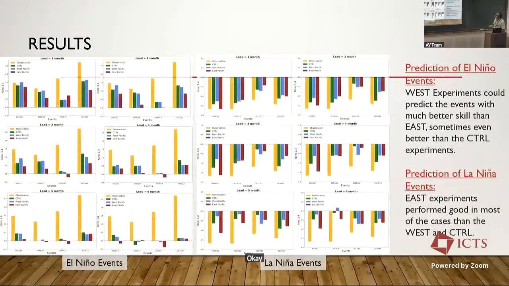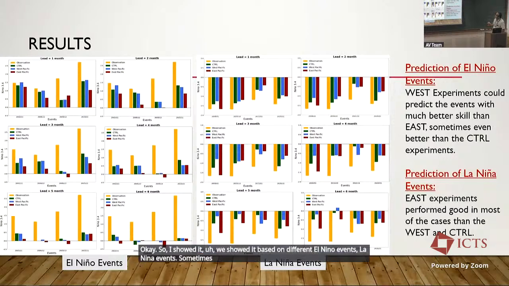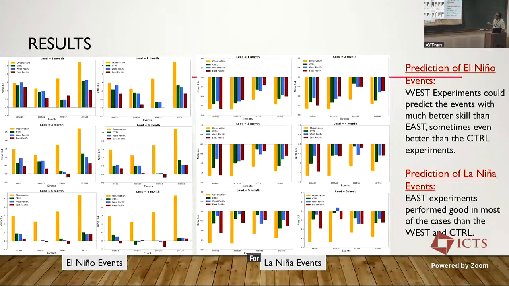Okay. So we showed it based on different El Nino events, La Nina events. Some El Ninos are very good for some ensembles, and at the longer lead times we also performed this. So the message here is that the West Pacific gives a better skill compared to the East Pacific.